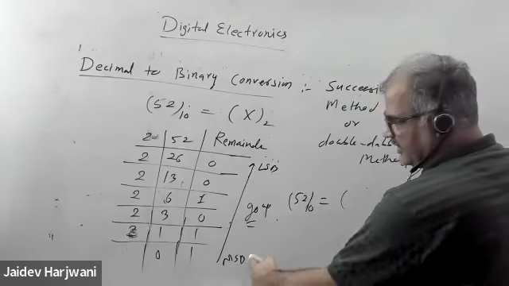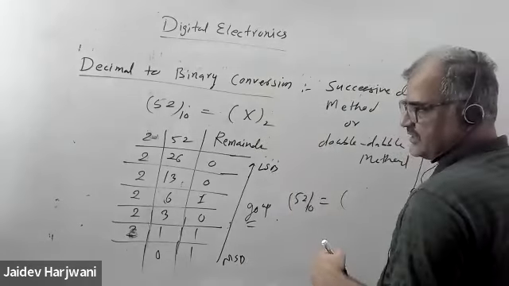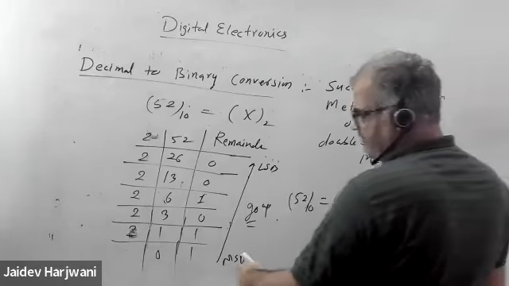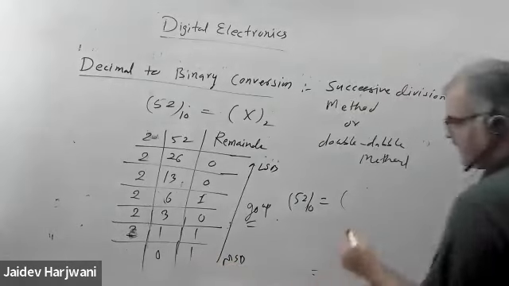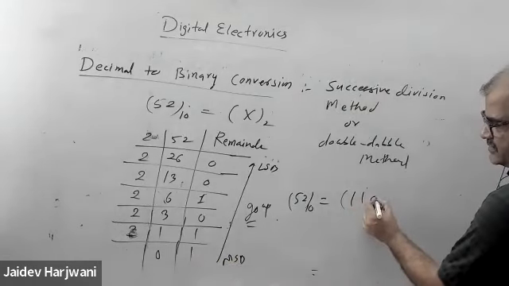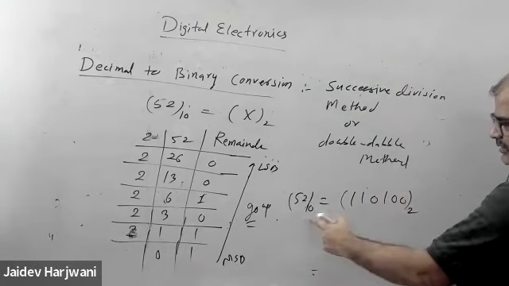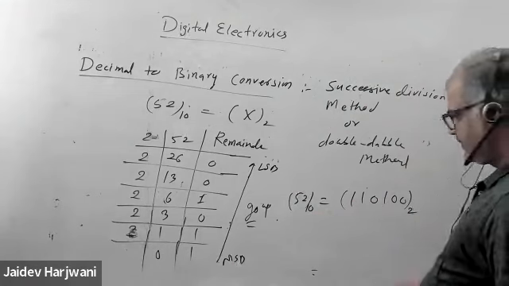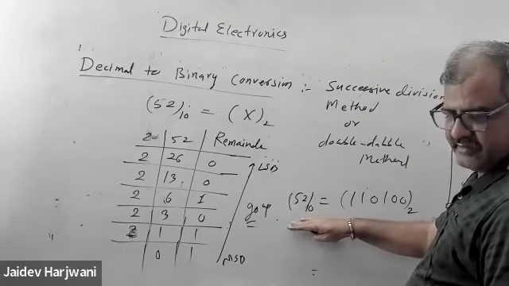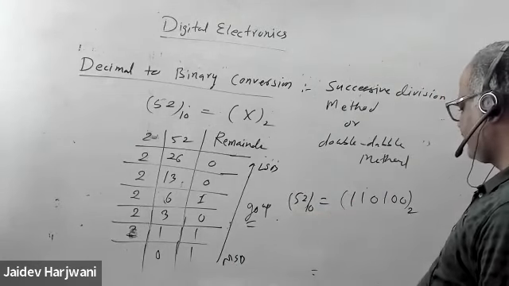This is the MSB. MSB means the one whose weight is the highest, which is the most important term. So you can write this as 1 1 0 1 0 0, and this is your binary equivalent. This is the conversion of a decimal number into a binary number.